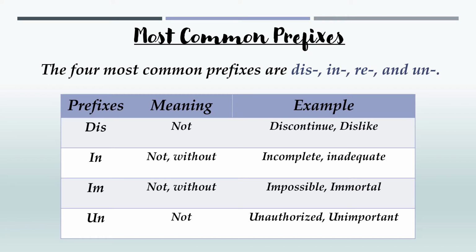Although we have so many prefixes, the most commonly used prefixes are dis, in, im, and un. Dis means not. For example, discontinue and dislike. In means not and without. Here are some examples of in: incomplete and inadequate. Im also means not and without. Here you can see the examples: impossible and immortal. Un means not. Here you can see the examples of unauthorized and unimportant.